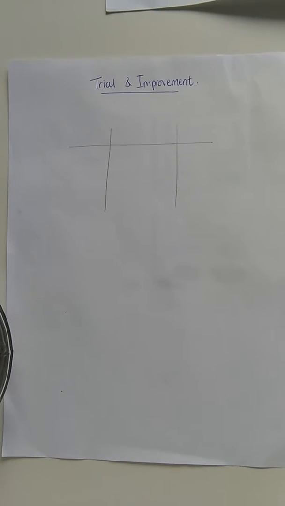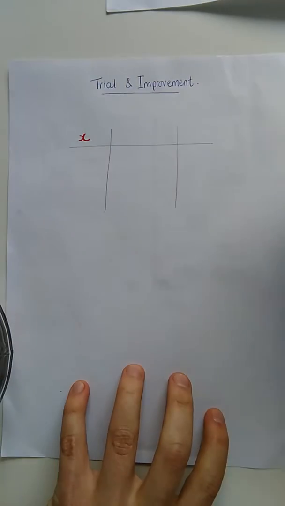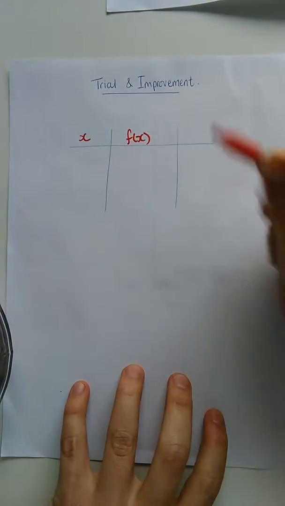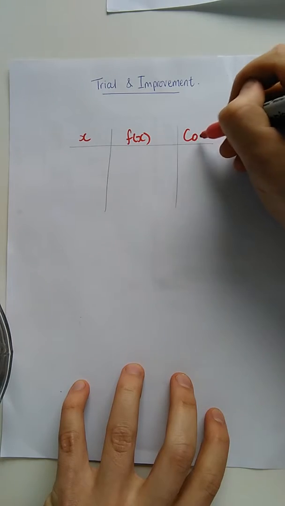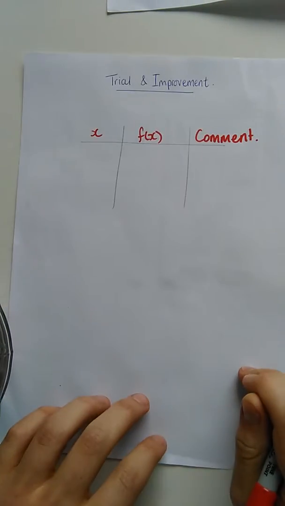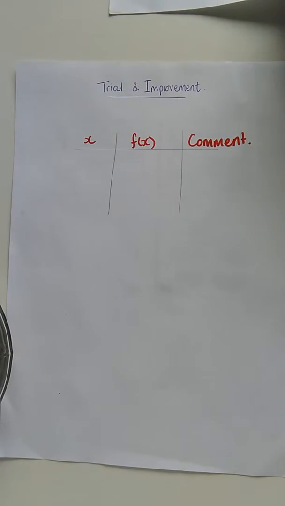So when I'm tackling these sorts of questions, I do it with a table. So I'm going to have three columns. First is x. Now x are the numbers I'm going to try. The second is the function of x. So this basically is the equation I want to solve. And then the third column is the comment. Okay, so trial and improvement, I set up a three-column table: x, function of x, and the comment. So let's have a look at an example.